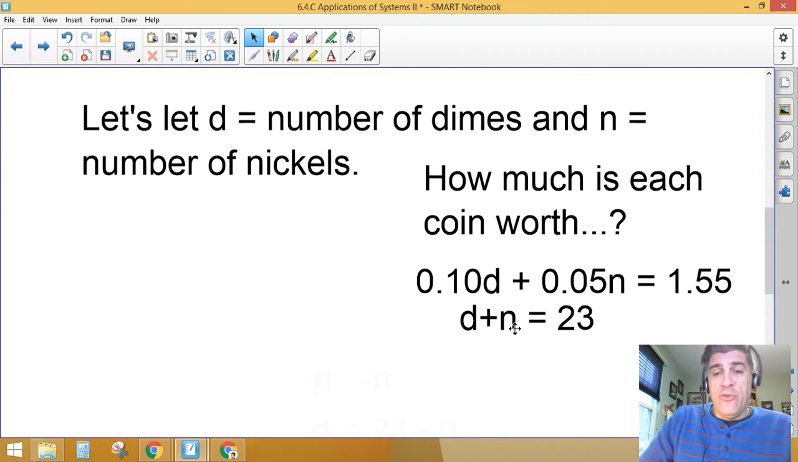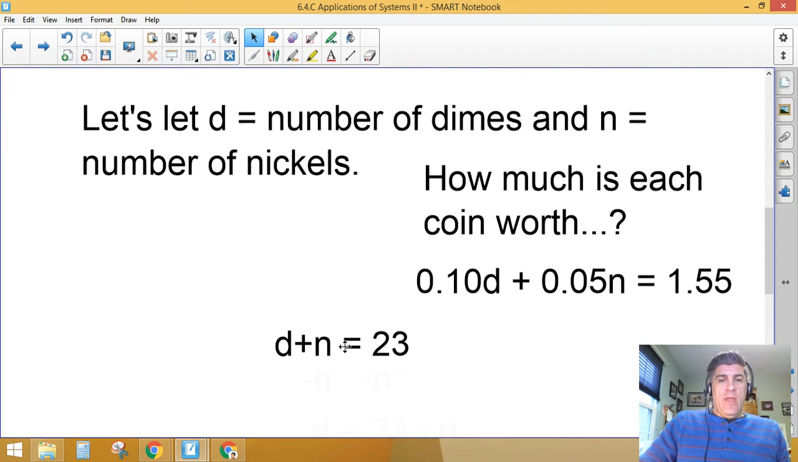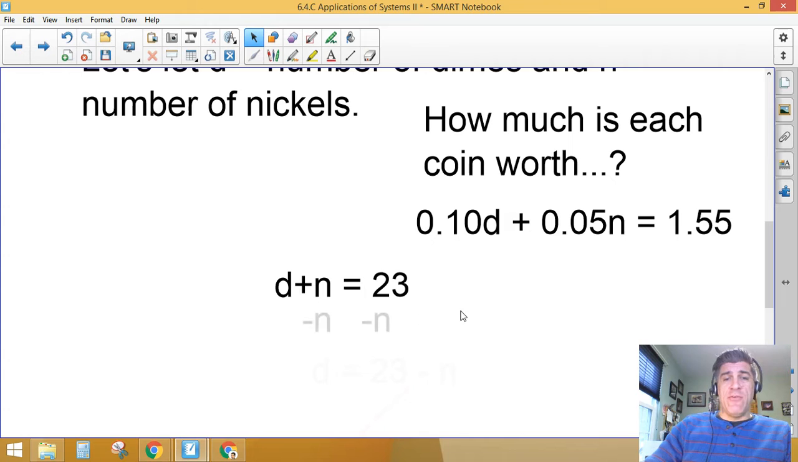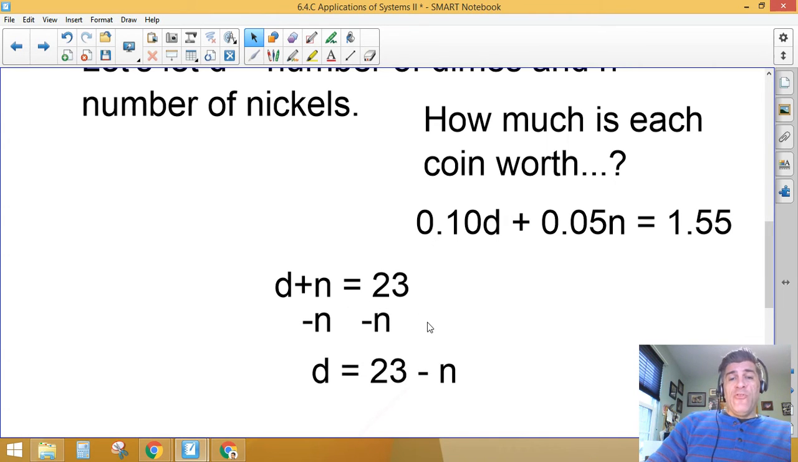I'm going to use substitution. All right, what I'm going to do is solve one of these equations, not the one with the money in it, but the one with just the number, the N and the D, and I'm going to solve it for D. I'm going to subtract N from both sides. So I now have D equals 23 minus N. So the number of dimes is going to equal 23 minus N, the number of nickels.